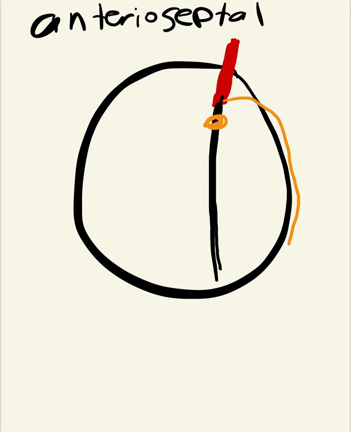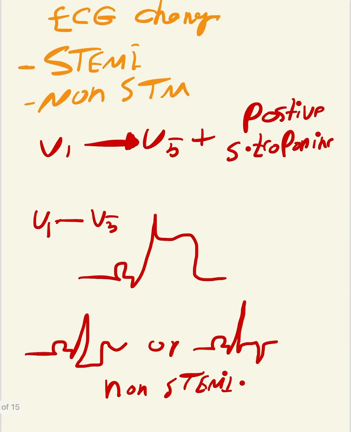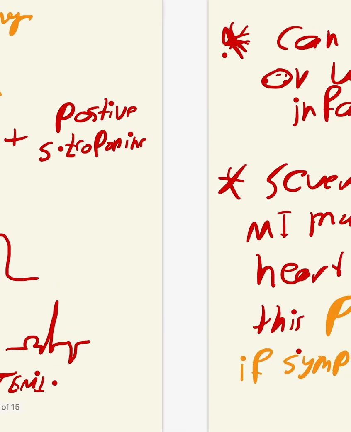كل احنا نعرف انه anterior septal of the heart is read by V1, V2, V3 and V5, lateral wall by lead 1, AVL, V5, V6. Okay, so ECG change either ischemic or non-ischemic, both of them associated with positive serum troponin. V1 to V5, there is ST segment elevation, or non-ischemic ST segment depression or T wave inversion, but with positive serum troponin.